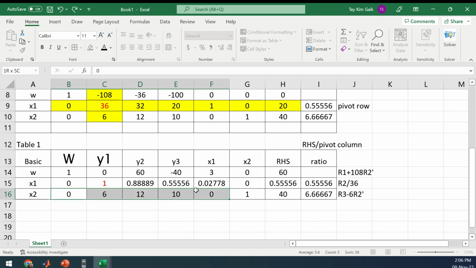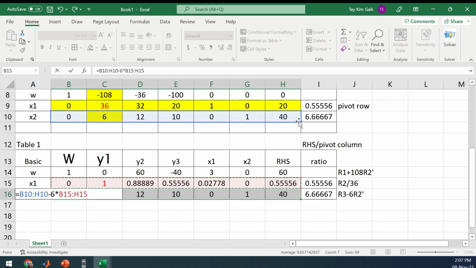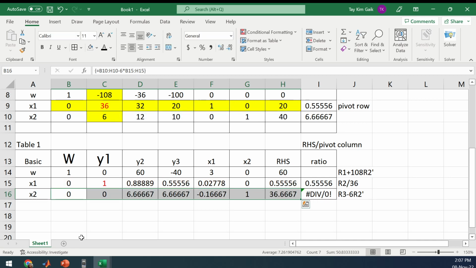Then you select the new row 3. The new row 3 is always equal to the old row 3 plus 6, so in this case minus 6 times the new pivot row here. So you see, B10:H10 is the old row 3 plus, then you minus 6 times the new pivot row. Then Control Shift Enter.